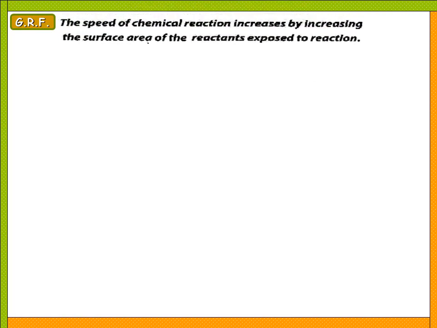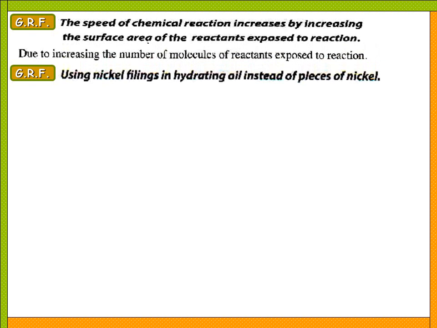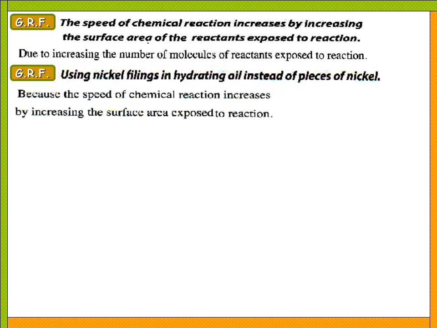evolving. In the reaction here, if we are asked to give a reason why the speed of chemical reaction increases by increasing the surface area of reactant exposed to the reaction: because of the increase in the number of molecules of reactant exposed to the reaction. Another give-reason: using nickel filings in hydrogenating oil instead of pieces of nickel. Why? Because the speed of chemical reaction also increases by increasing the surface area exposed to the reaction.